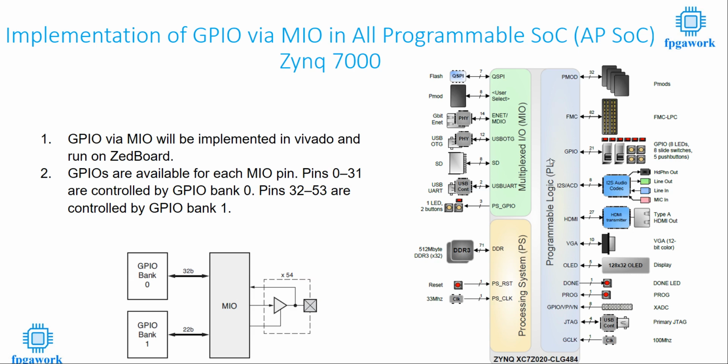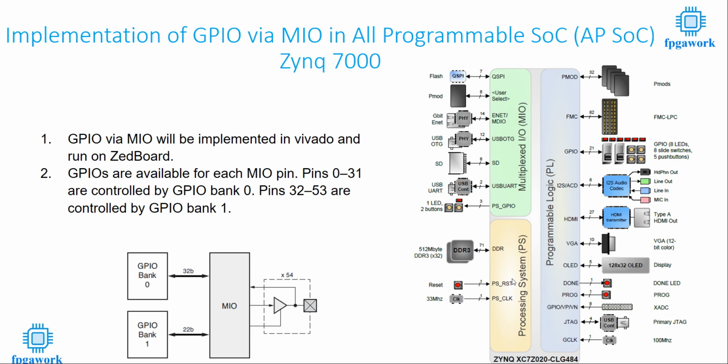If you see here, there are three basic or main blocks in the block diagram. One is PS, the processor, PL, the FPGA, and MIO. In this part, we will not be using FPGA, so we will not use that part, and I will not explain anything about it.